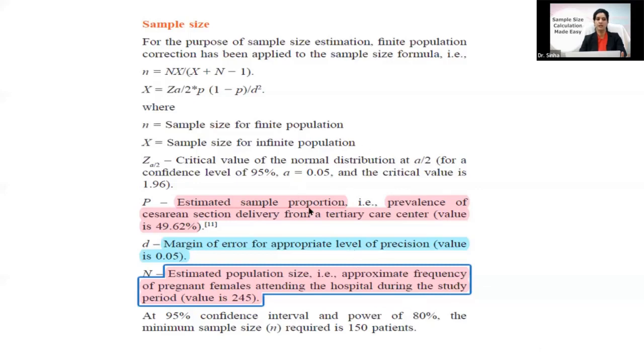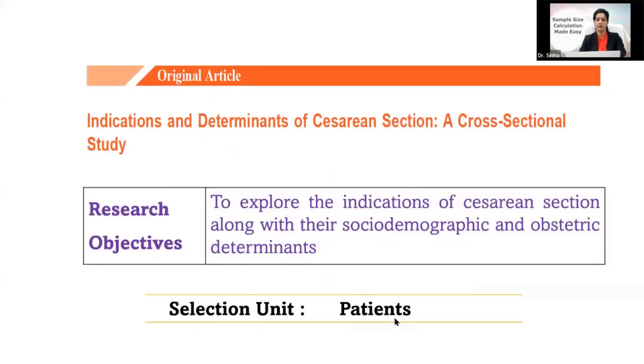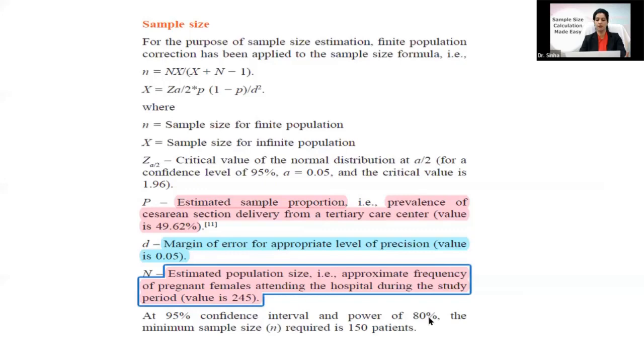So this is a sort of descriptive study, because if you see the research question, the selection unit is the patient. He's not selecting the hospital. And here he's mentioning about this power. So power, it was not needed to mention, because this is not a hypothesis testing. So this is by mistake or maybe an error which got overlooked. So this should not have been there.